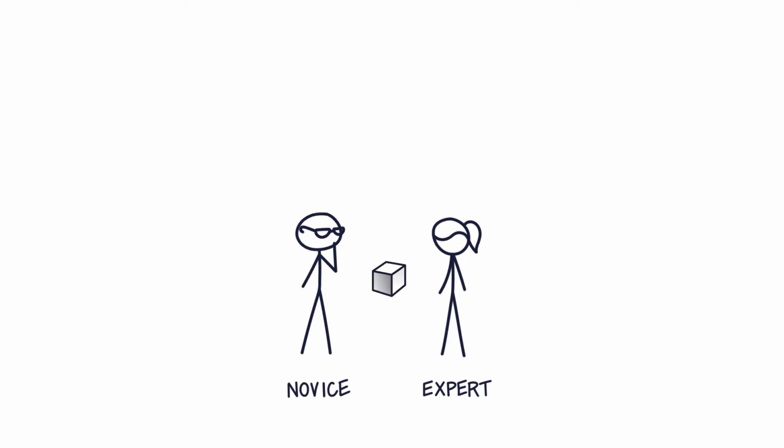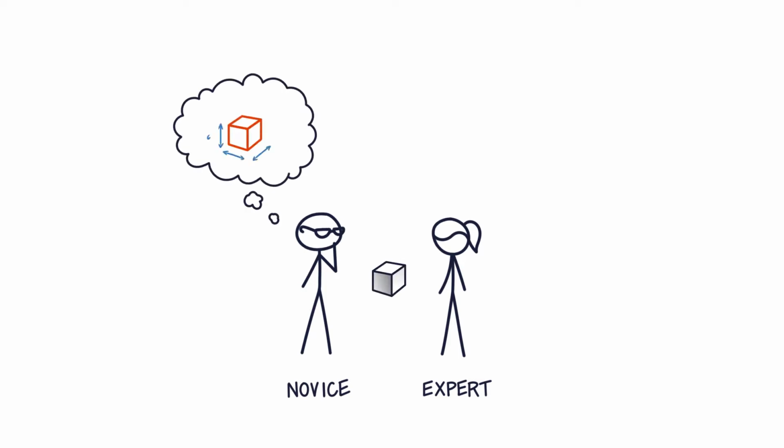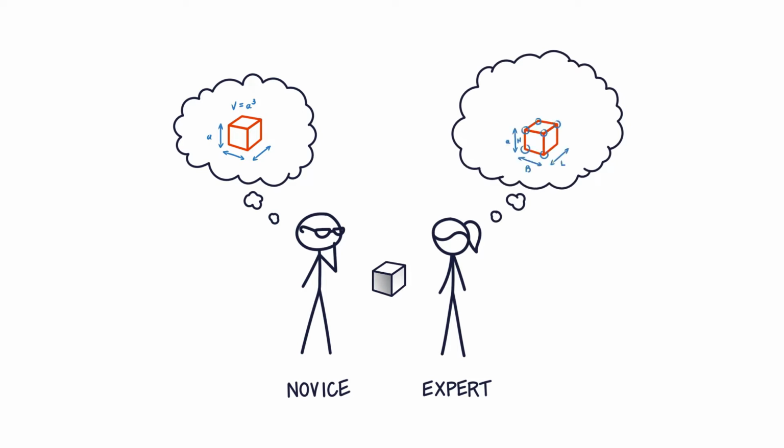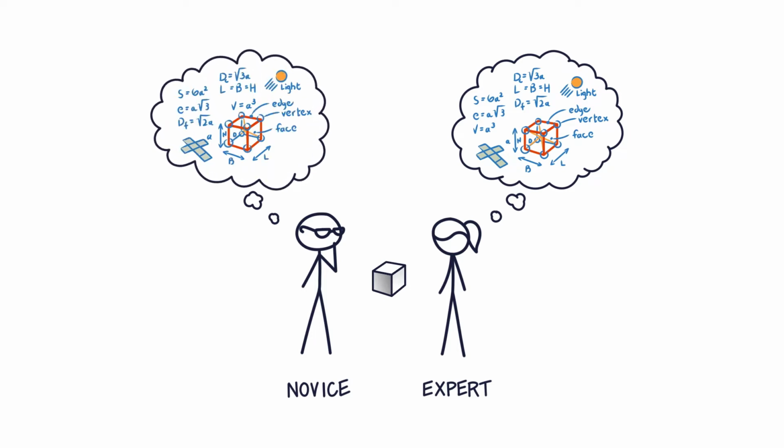When observing a system, the novice may see only superficial aspects. Meanwhile, experts can see things that beginners cannot. They have a richer mental model of the system. So, how does one go from being a novice to becoming an expert?